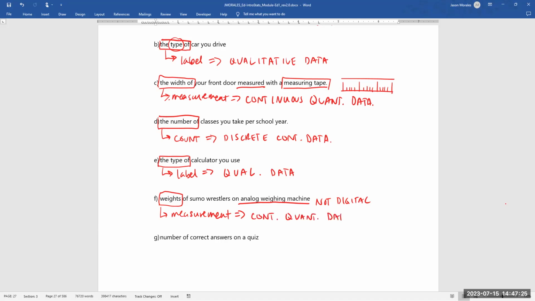quantitative data. And then finally, the number of correct answers on a quiz. Okay, the number of correct answers, this is referring to a count. And so that's going to make this discrete quantitative data.